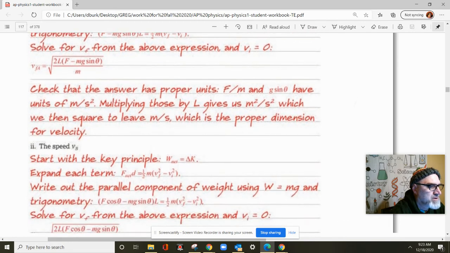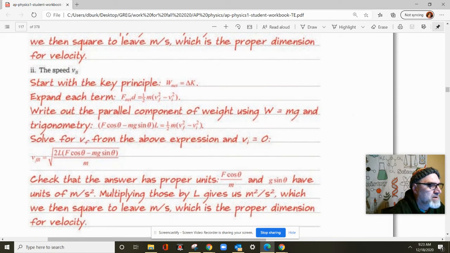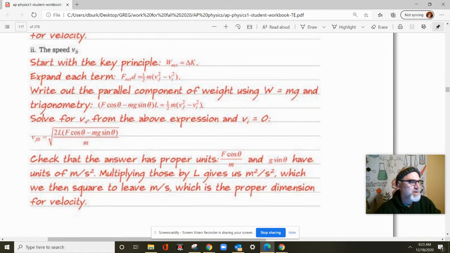And you can check the units. And then for B, we basically go through the same process. The net work is equal to the change in kinetic energy. So the force times the distance is equal to 1/2 m times the difference of the squares of the velocities. And then you write it all out.